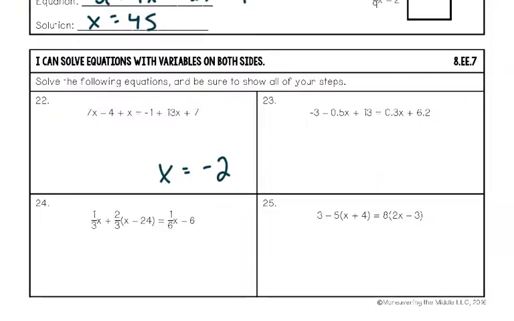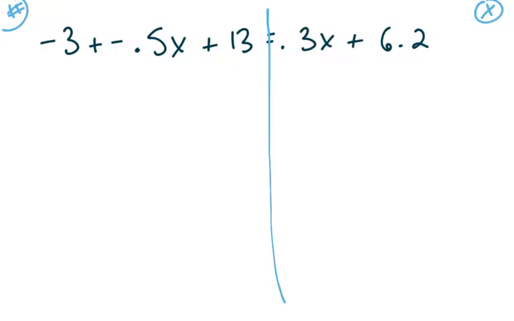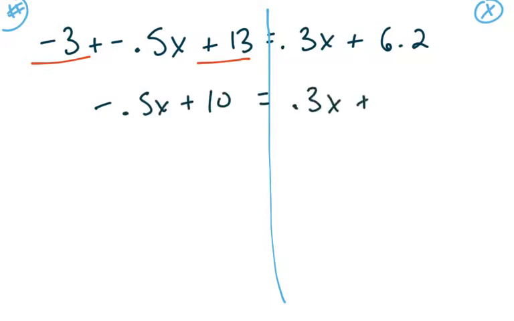Number 23. This is a very long problem, so hopefully you did this on a separate sheet of paper. It's also got decimals, so it might look confusing to you, but it's the same process. We pick a side for our x's, we pick a side for our numbers, and we want to look at the equation and see if there's anything I can simplify on each side. I can simplify on this side because I know that negative 3 plus 13 I can do. That gives me 10. So I'm left on this side with negative 0.5x plus 10 equals the 0.3x plus 6.2.